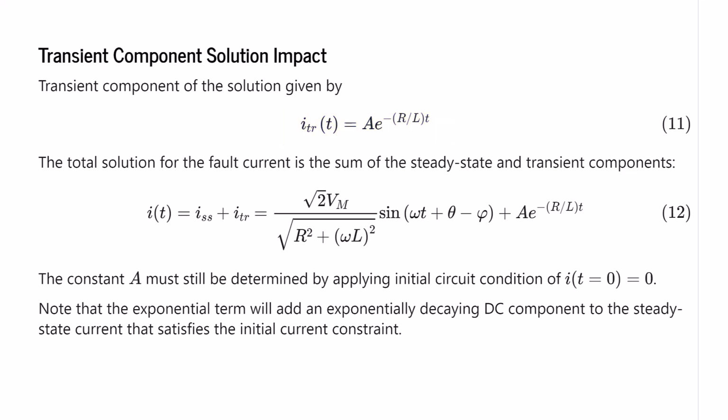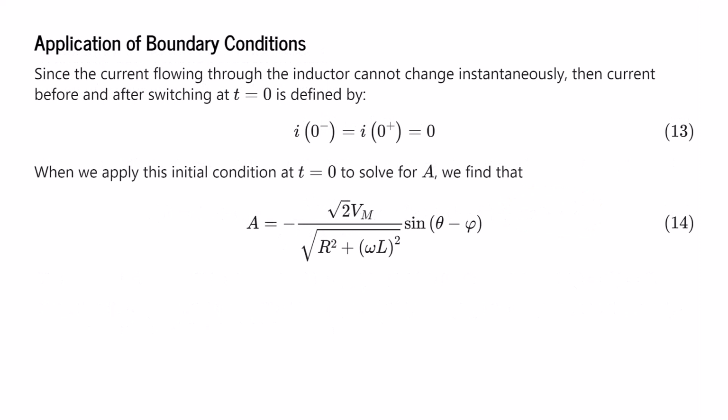Now, if we add the steady state and transient components, we get the complete current solution shown here. We will get constant A by applying the initial current at time equals 0. Note that the exponential term adds an exponentially decaying DC component to the steady state solution. Due to the series inductance, the current cannot change instantaneously due to the fault switching event.